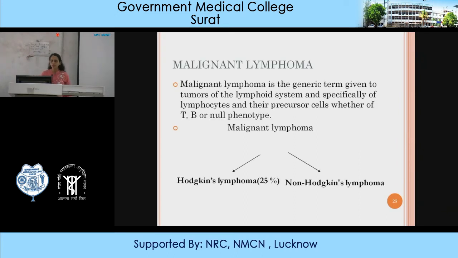Now malignant lymphoma is basically the generic term. You should know that lymphoma is always malignant. It's a misnomer, the suffix oma does not show that it's a benign tumor; it's malignant, of course. So it is a generic term given to the tumors of lymphoid system, specifically lymphocytes and their precursors, B, T or null.